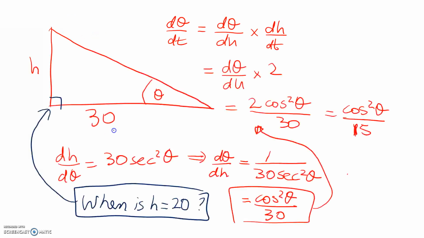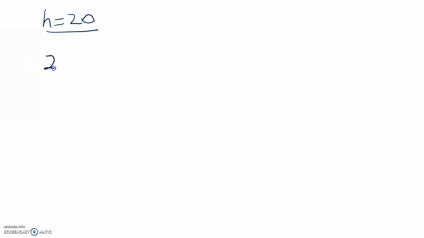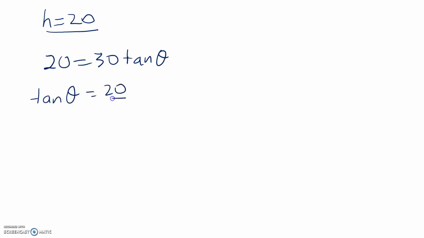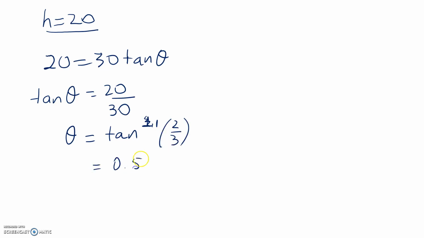So when h is 20, this is what we get. 20 is equal to 30 tan theta. tan theta is equal to 20 over 30. So solving that, theta is equal to tan inverse of 2/3. And that gives me 0.588 something. So keep that number in your calculator. So tan inverse of 2/3.